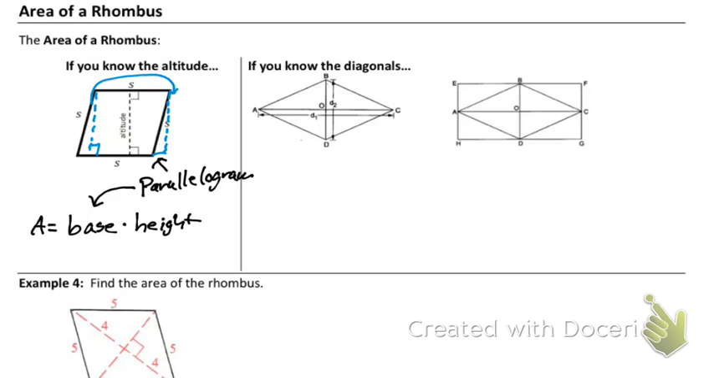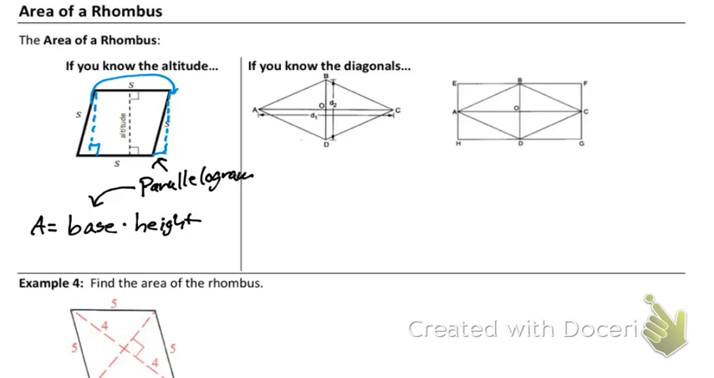I want to keep this clear, though. This S here is not the height. Don't get that confused. Your height has to be that line that forms this 90-degree angle, so I don't know the height on this one. I just know it's the altitude there. All right, so that's the one rule with rhombus.